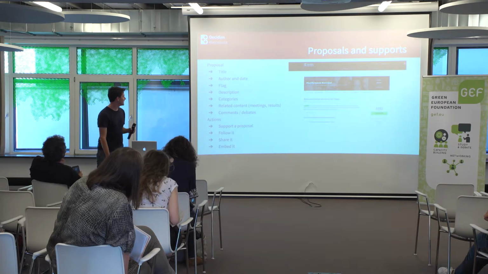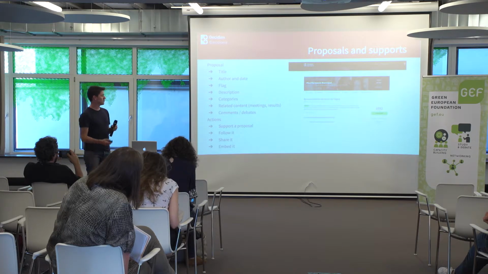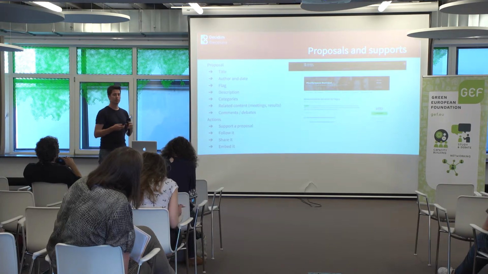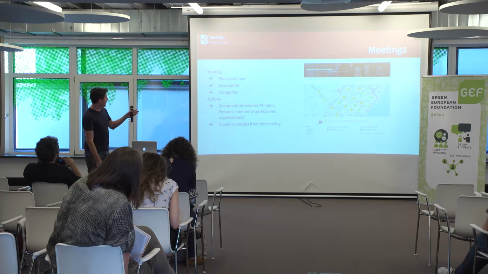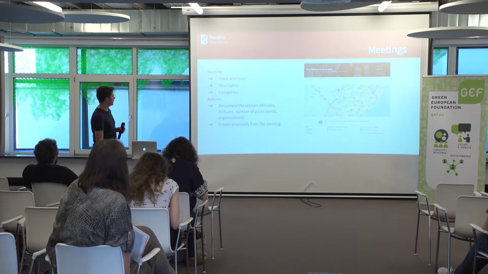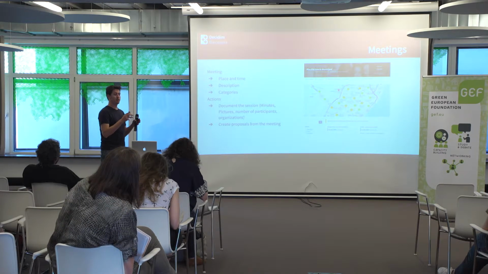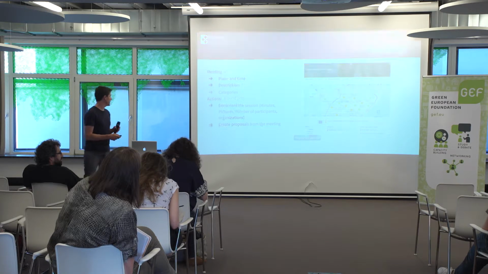Here you have an example of a proposal. We have the title, and then you have a box for supports, and then you can share it in the social networks, and also you can embed. You can have your proposal and embed it in your website if you want to spread it. Here we have the physical meetings. We have a map based on OpenStreetMap because we don't use proprietary software and dependencies. And also we have the whole picture of what is happening in the city.